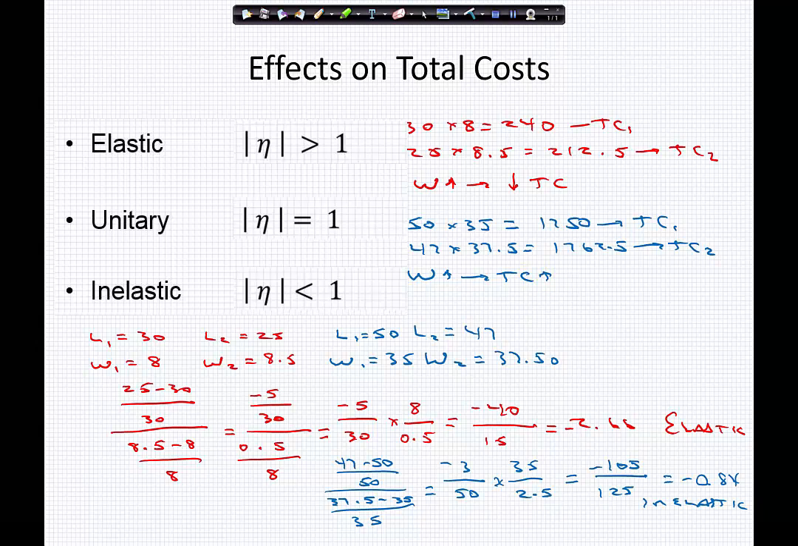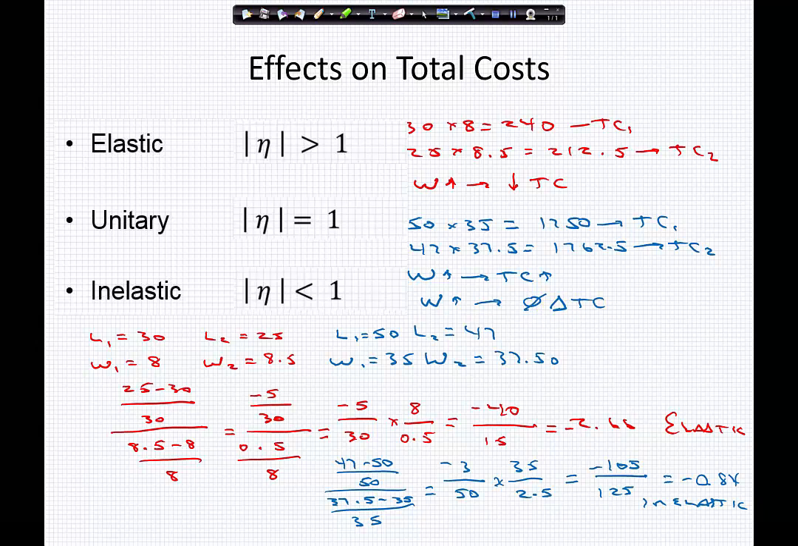So for inelastic labor, or a labor unit that would be reflective of some inelastic labor demand for it, then we would see that as wage rises, total cost rises. And that makes sense to us from everything else we know. And it's just the opposite of elastic. When it is unitary elastic, then we would expect to see no change in total cost. So as wage rises, then that yields no change in total cost.